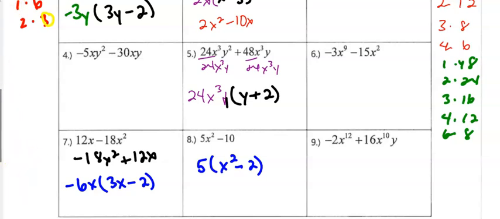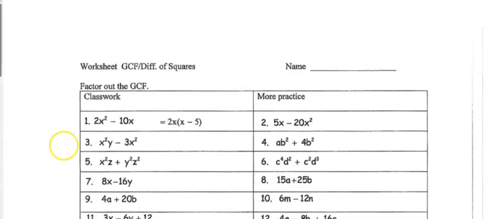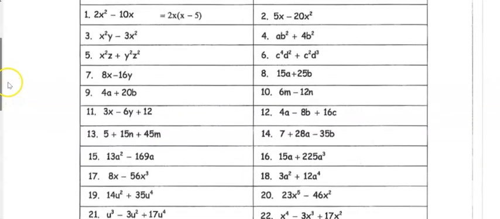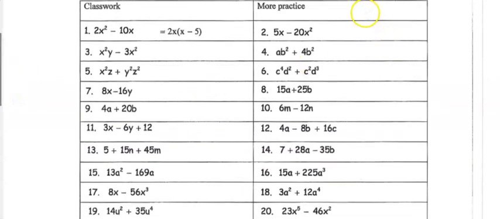All right, before we get into our next plan, what I would like for you to do as part of your practice is to do just the 2 through 20 even from this practice sheet. 2 through 20, so just that side. Okay. So the second video will cover the difference of squares. But for now, with the GCF, just do 2 through 20 even.